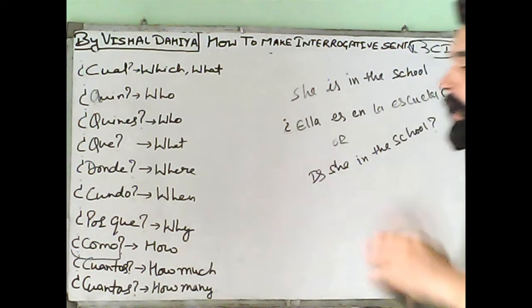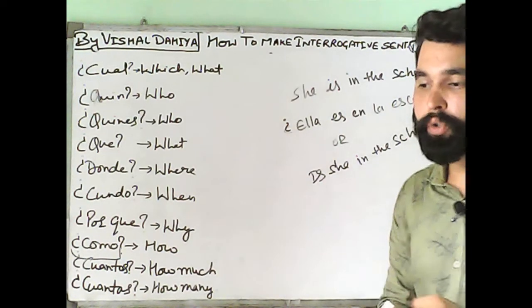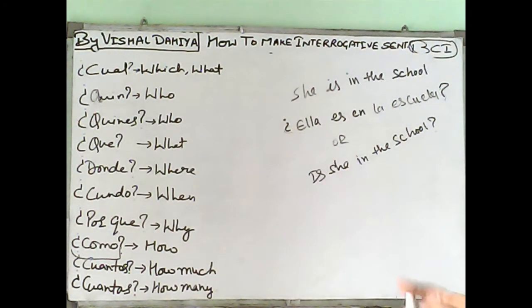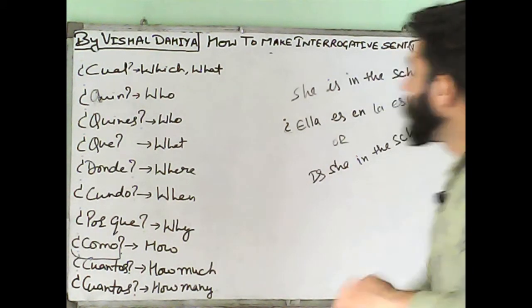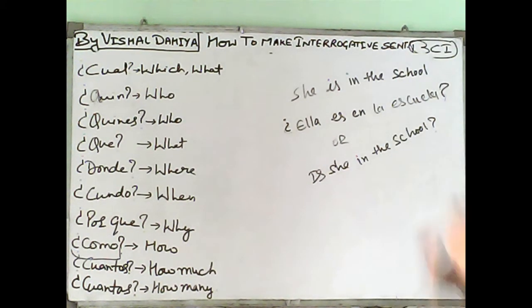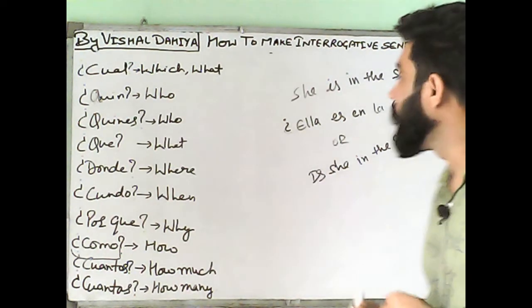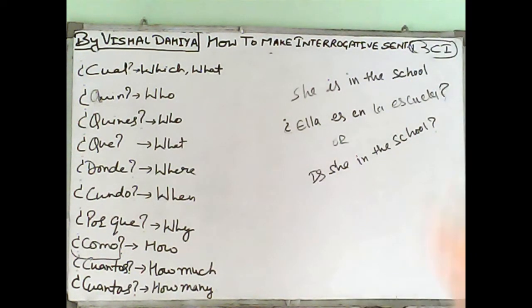The only thing that you have to do in a negative sentence is use no or nunca before the conjugation form of ser or estar. But in an interrogative, the simple sentence will be your interrogative sentence as well. It depends on your voice modulation, how you will speak, right? But in writing, you just have to put question marks on both sides, upside down and upright.